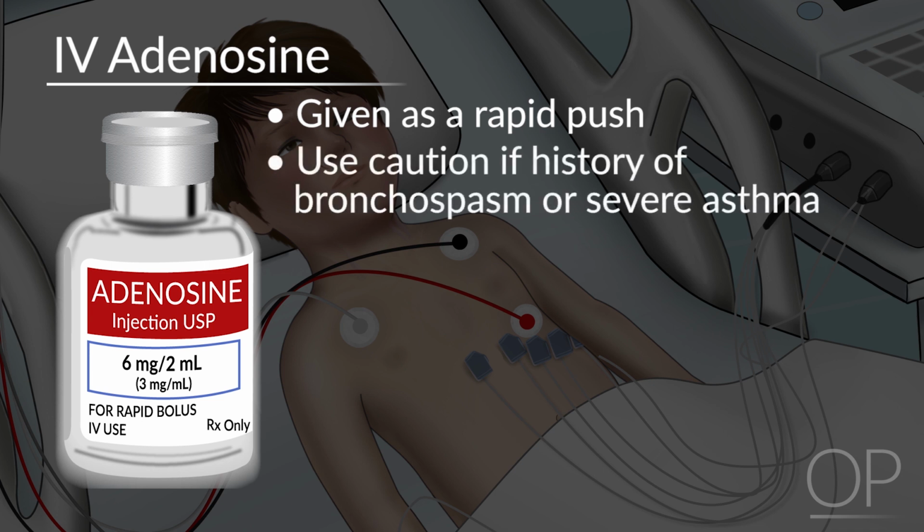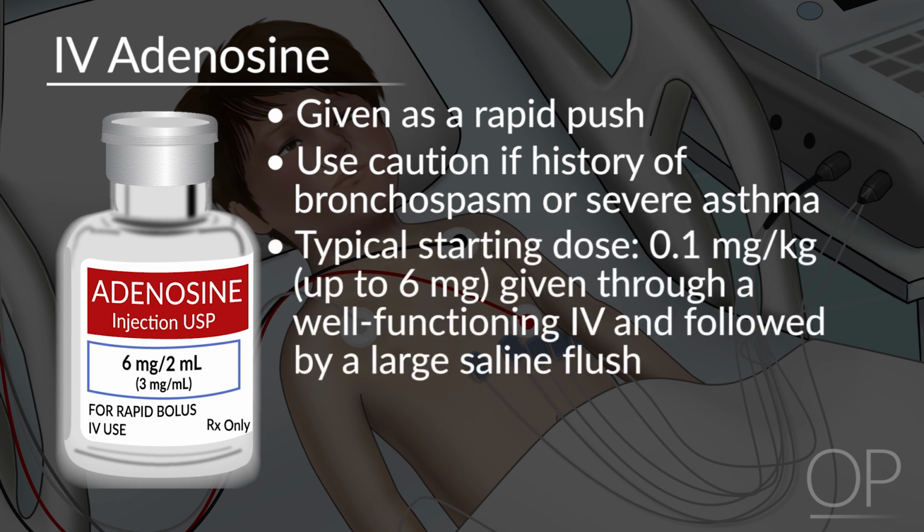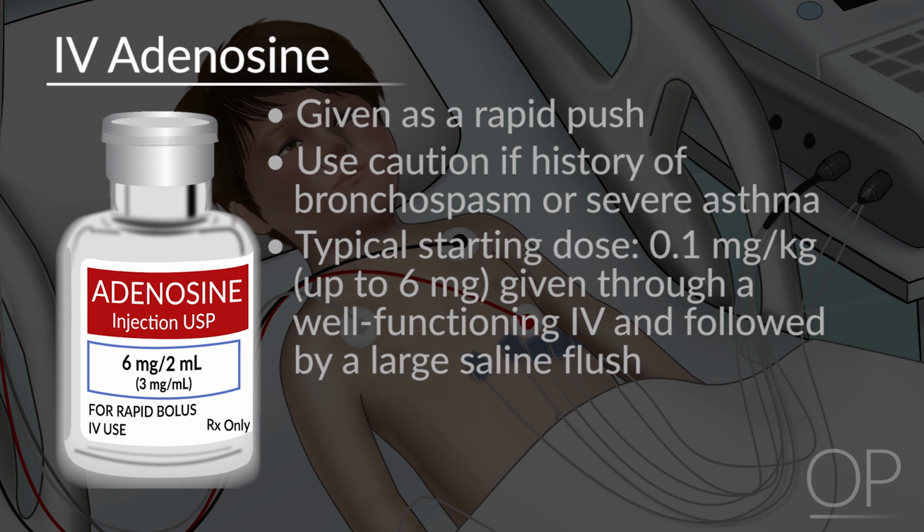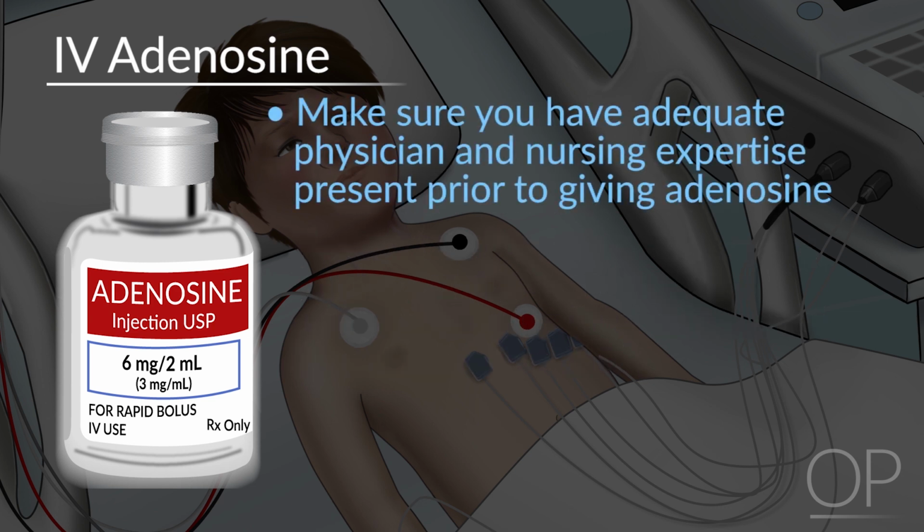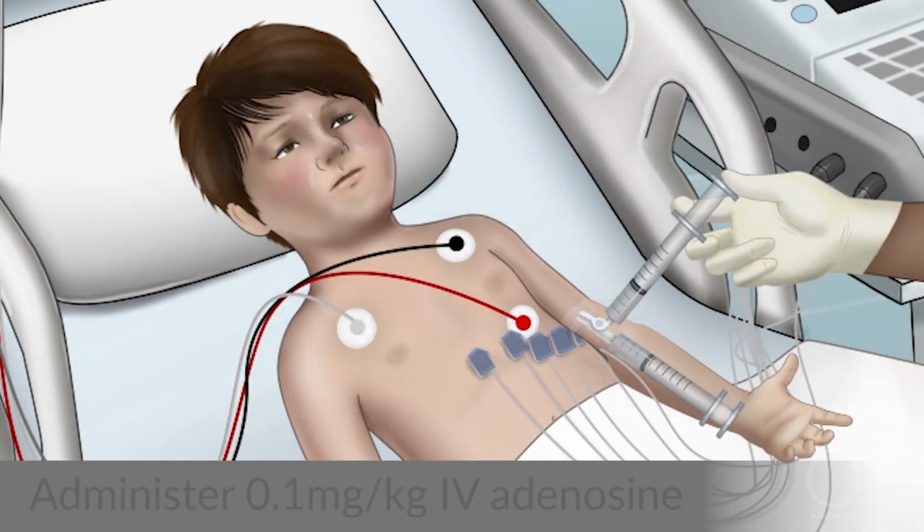While caution should be taken in patients with a history of bronchospasm or severe asthma, it is only a relative contraindication and is usually well tolerated. The typical starting dose is 0.1 milligrams per kilogram up to 6 milligrams given through a well-functioning IV and followed by a large saline flush. Make sure you have adequate physician and nursing expertise present prior to giving adenosine.